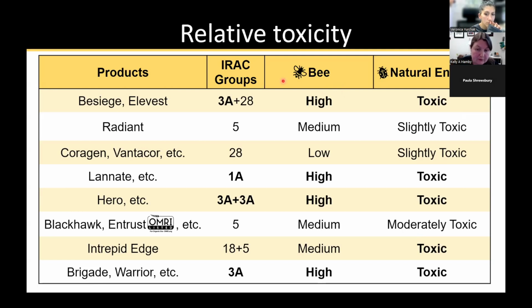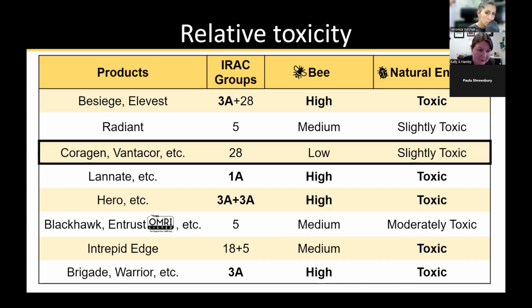So those group 3s and those group 1s also tend to be broad spectrum, pretty high toxicity to bees. And that also is true for natural enemies for those products. There is some variation, so you can see Intrepid Edge is a medium for bees, but it's pretty toxic for natural enemies from that methoxyfenozide component there. And this natural enemy toxicity, I'm pulling from an application from a beneficials website, where a company that sells you beneficials tells you how much to worry about if you're going to pay to release these beneficials.